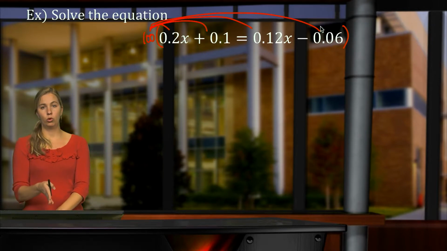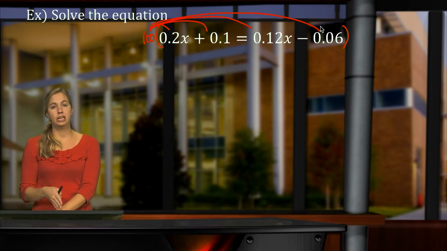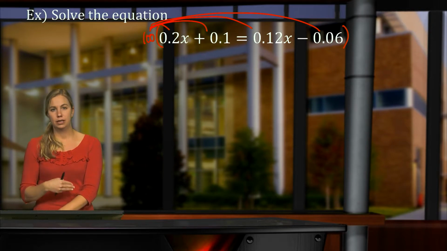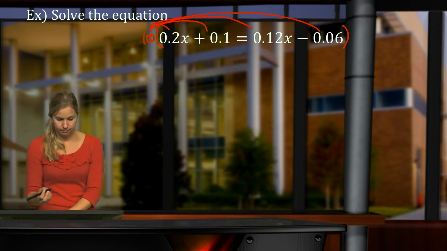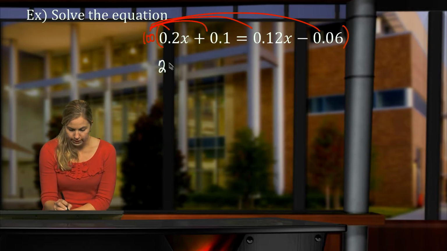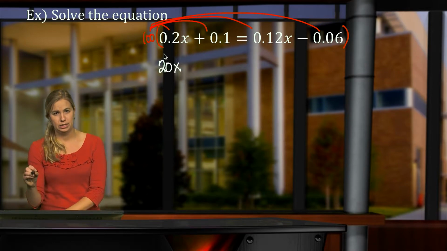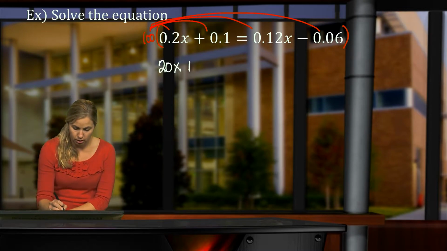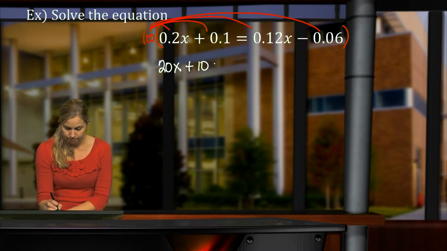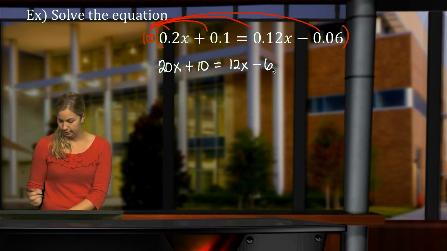Again, golden rule, the foundation for solving equations. What you do to one side, you have to do to the other side. You have to do it to every single term in that equation to maintain balance. So we've got 20x. Multiplying by 100 is the same as moving that decimal place 2 to the right. Plus 10 equals 12x minus 6.